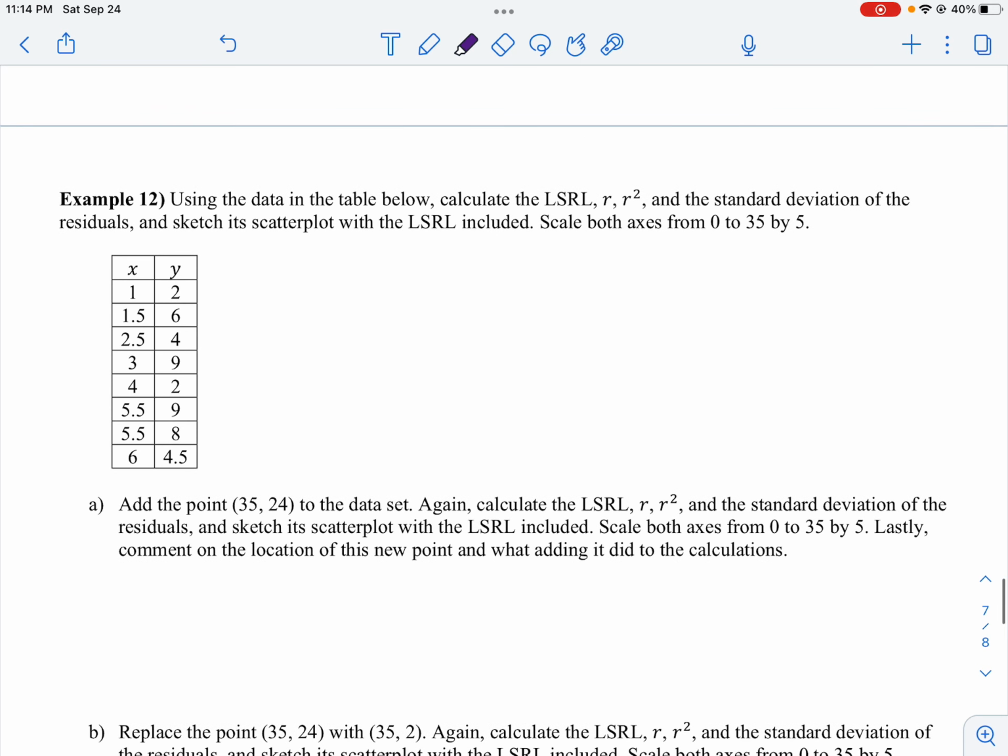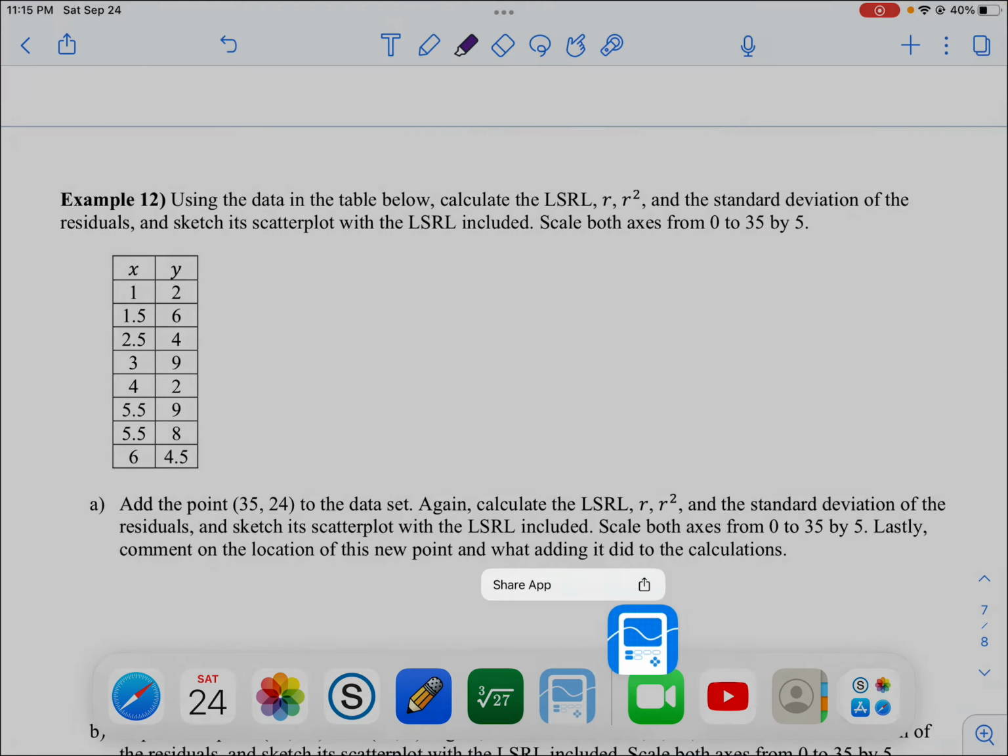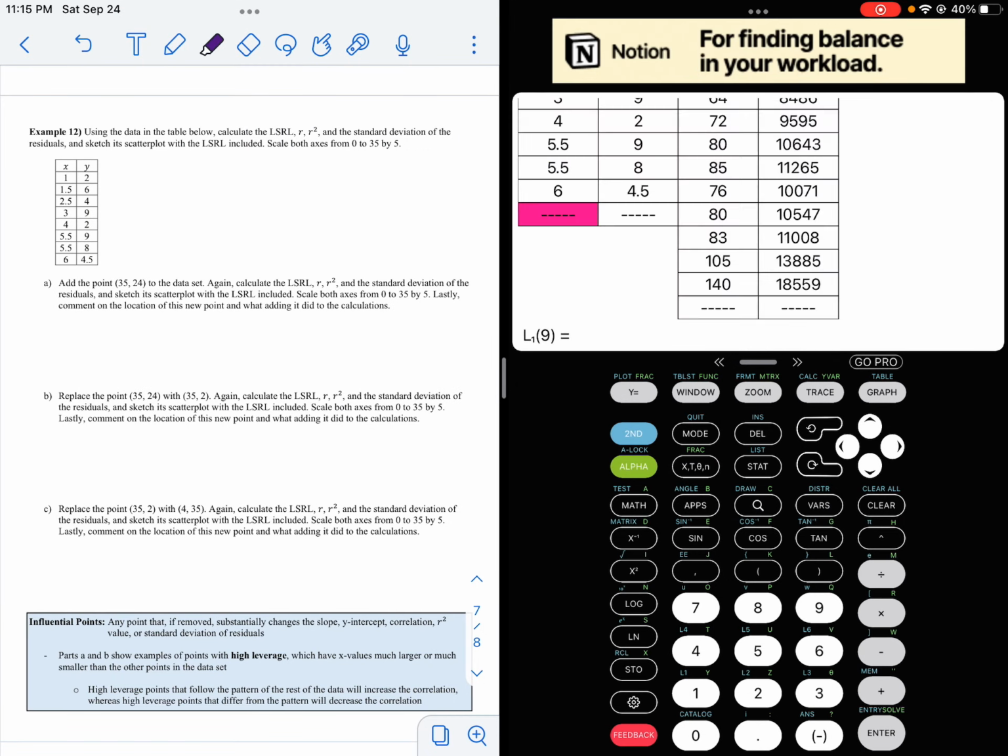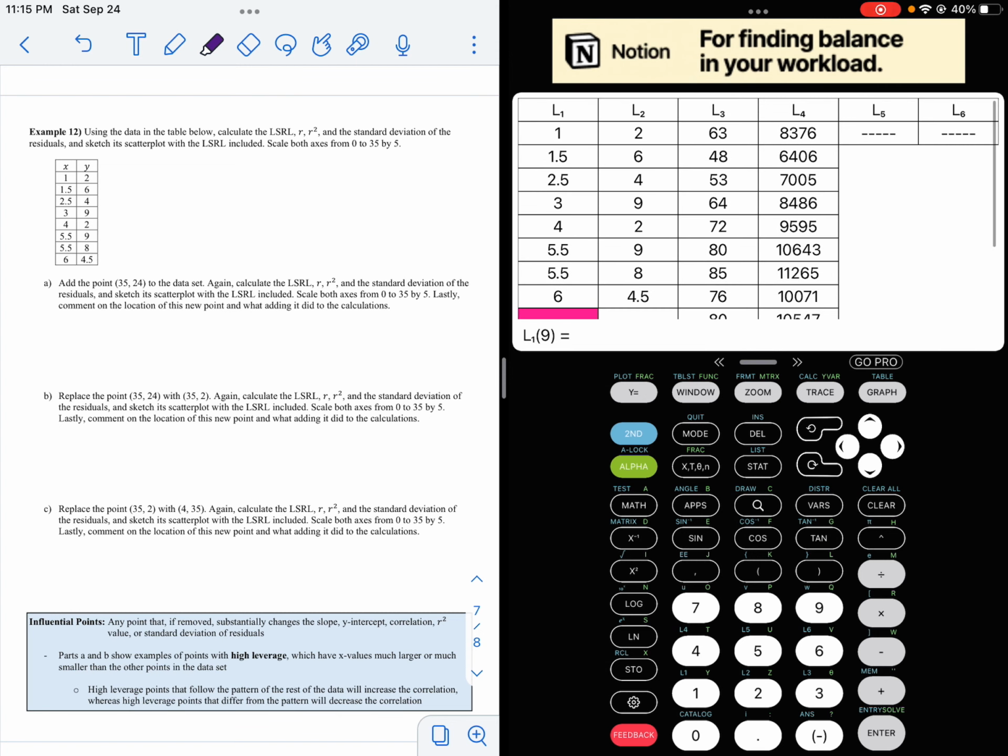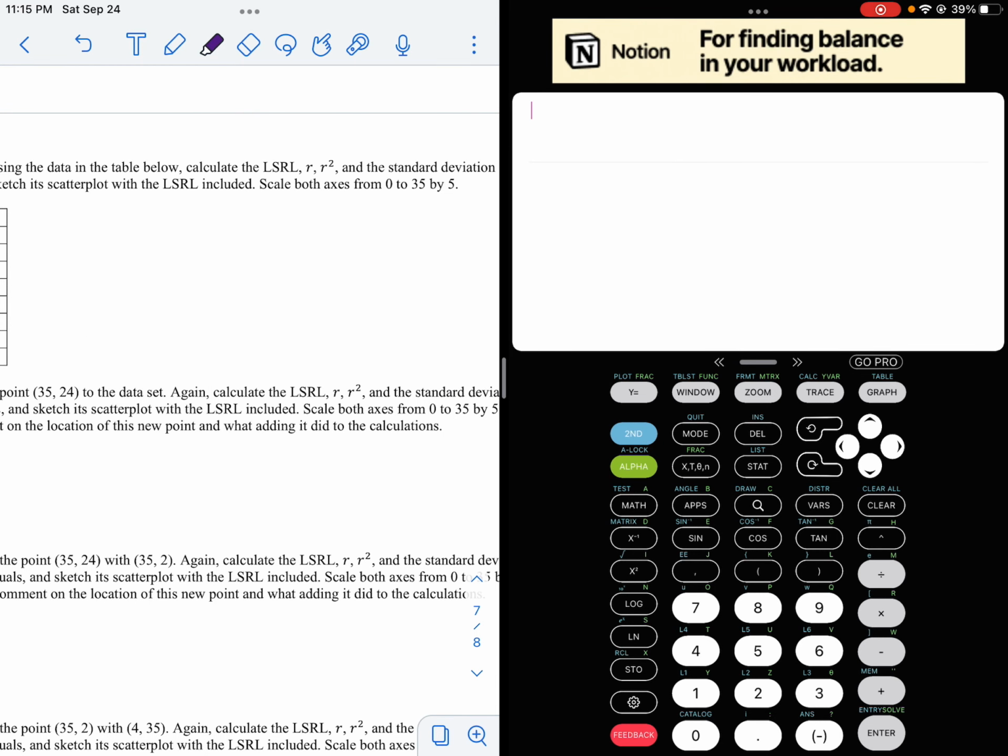So example 12, it says, using the data in the table below, calculate the least squares regression line, R squared, and the standard deviation of the residuals, sketch its scatter plot with the least squares regression line included, scale both axes from 0 to 35 by 5. Okay, so just so you can kind of see, I already have that data in my list 1 and list 2. Okay, so first thing it tells me to do is to calculate the least squares regression line, R squared.